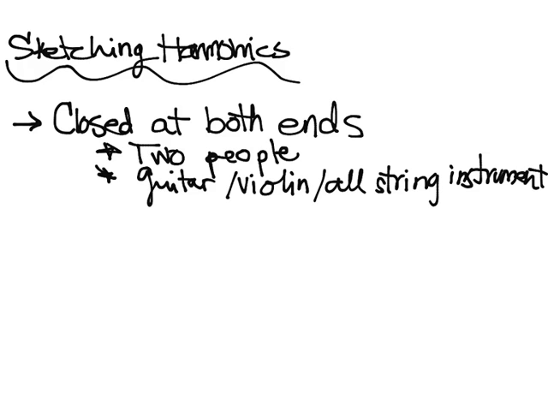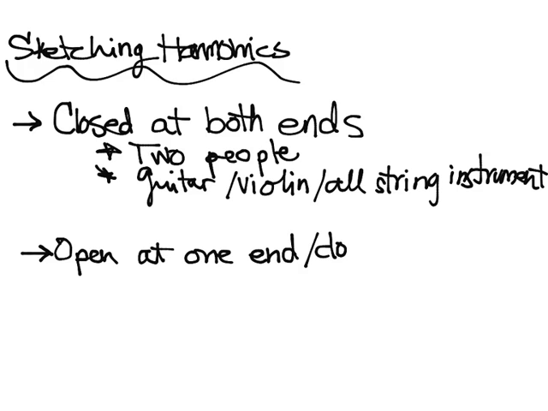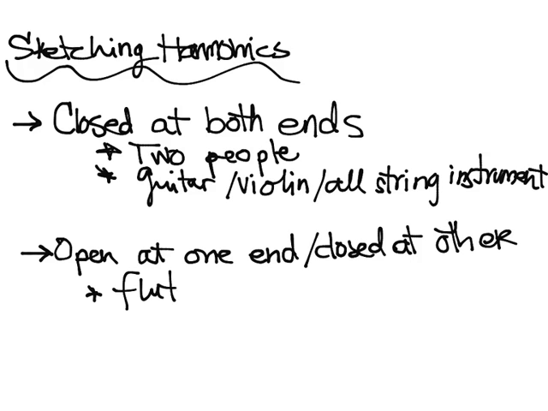And the other type that we're going to be dealing with is open at one end and then closed at the other. And examples of this are like flutes, organ pipes, okay, most wind instruments.